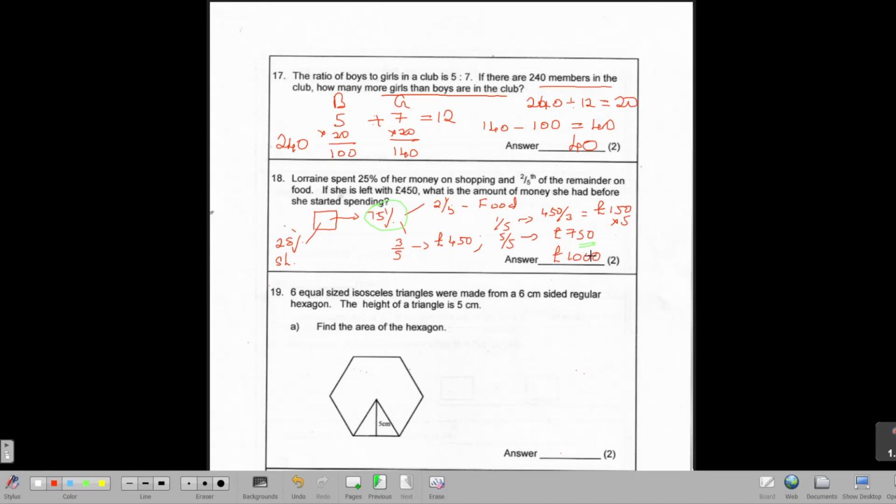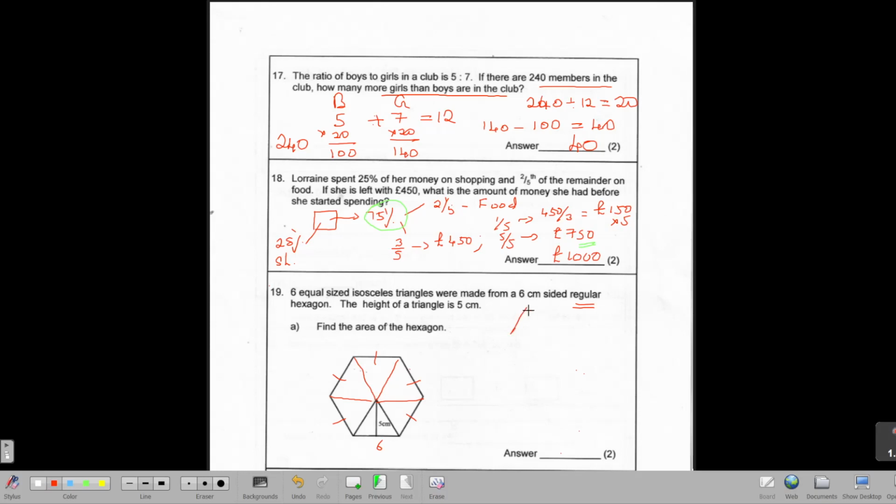6 equal size isosceles triangles were made from a 6 cm side regular hexagon. So they all equal. Regular means each side is equal. So let's make them into triangles first. The height of the triangle is 5 cm. Find the area of the hexagon.